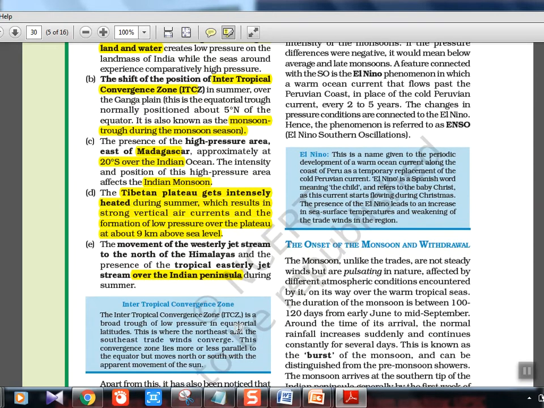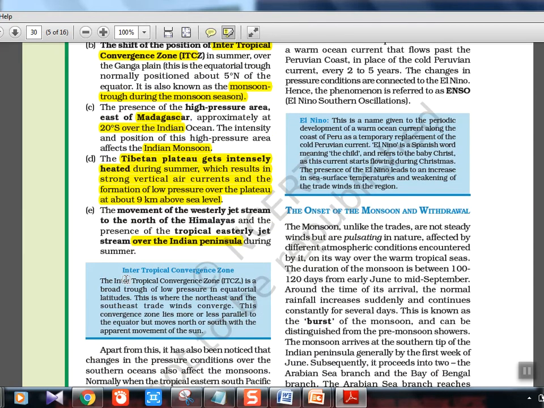Now, the intertropical convergence zone, if you need the definition, it's a broad trough of low pressure in equatorial latitude. I showed you that 5 degree. This is where the northeast and the southeast trade winds converge. So this statement UPSC can pick up, like where the northeast and southeast trade winds converge. It is in the intertropical convergence zone. The name itself tells convergence.